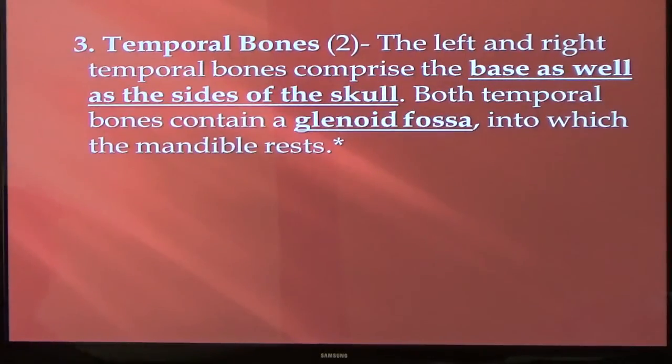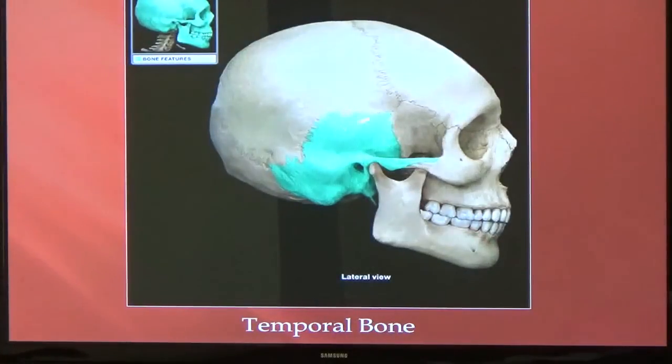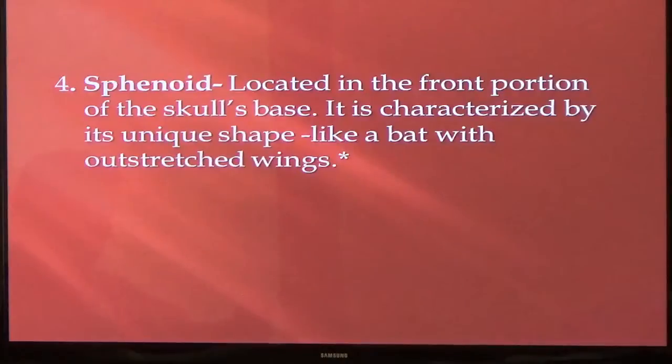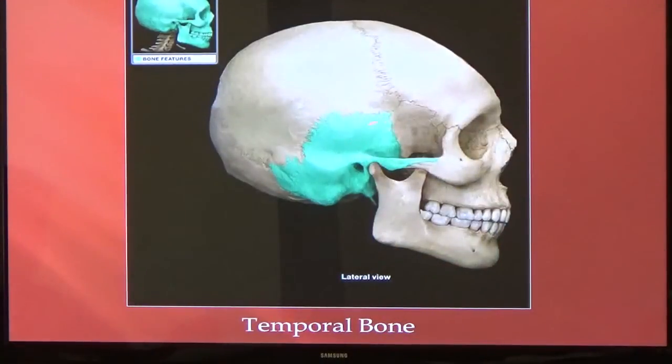So the left and right temporal bones are right here, right where your temple is. Left and right. Okay, so here it is. If you go right here where your temple is, that's this area right in here. So this is the temporal bone again, right here, and one right here.